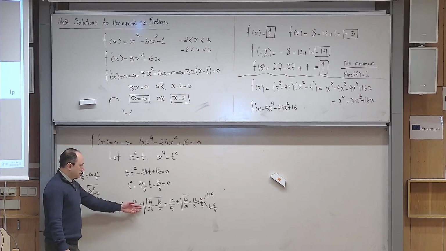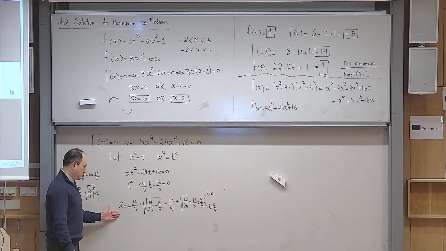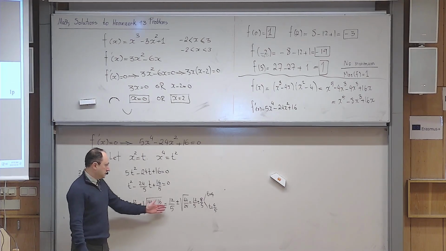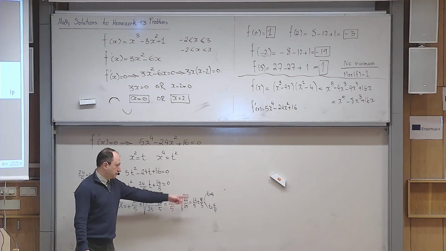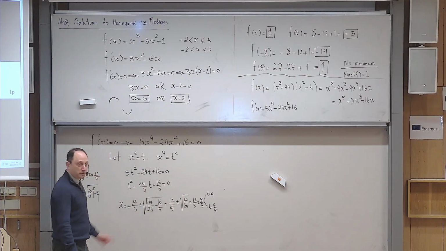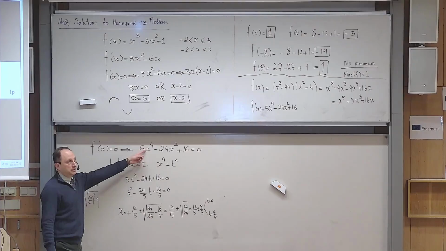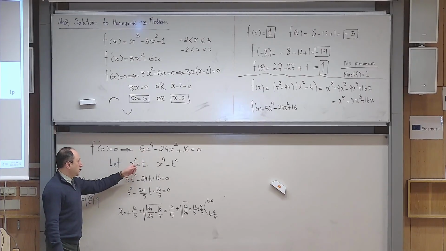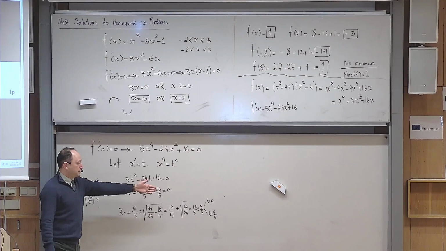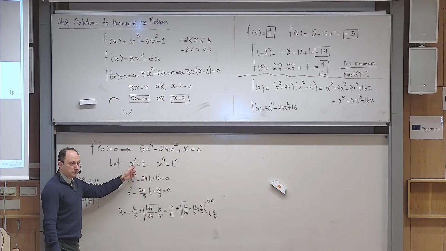Okay, but at least can you confirm my calculations? Do you see any flaws there? It seems to be right, yes? 12 plus 8, 20 divided by 5, 4, yes, that's correct. But be careful, this is t, not x. Yes? I am looking for x. So I use t, I found t, I put it back here to find x.